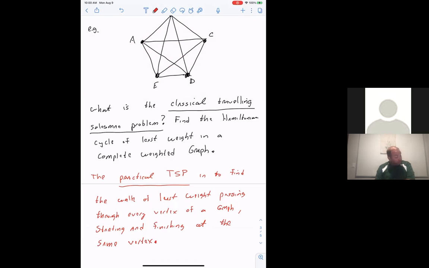Notice that the wording in the book, a walk that passes through each vertex, starting and finishing at the same vertex, is different from finding the Hamiltonian cycle, because who's to say that there is a Hamiltonian cycle? How do I know that I can do so without repeats? Maybe I can, maybe I can't. So the practical one relaxes that condition. I don't need it to be complete, and it doesn't have to be Hamiltonian. It just has to hit each vertex, starting and stopping at the same one.